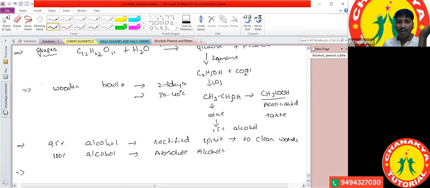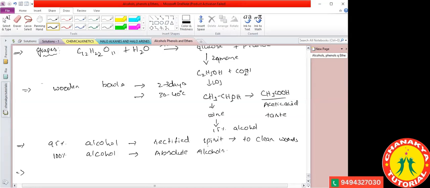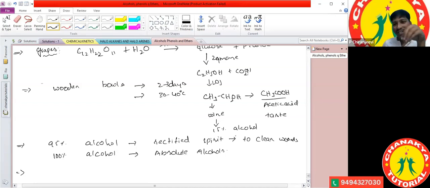In the corona pandemic, we all used sanitizers in these 2 years. Used or not? Aditi? Yes, sir. Okay, Samhita. In those sanitizers also we have ethanol.